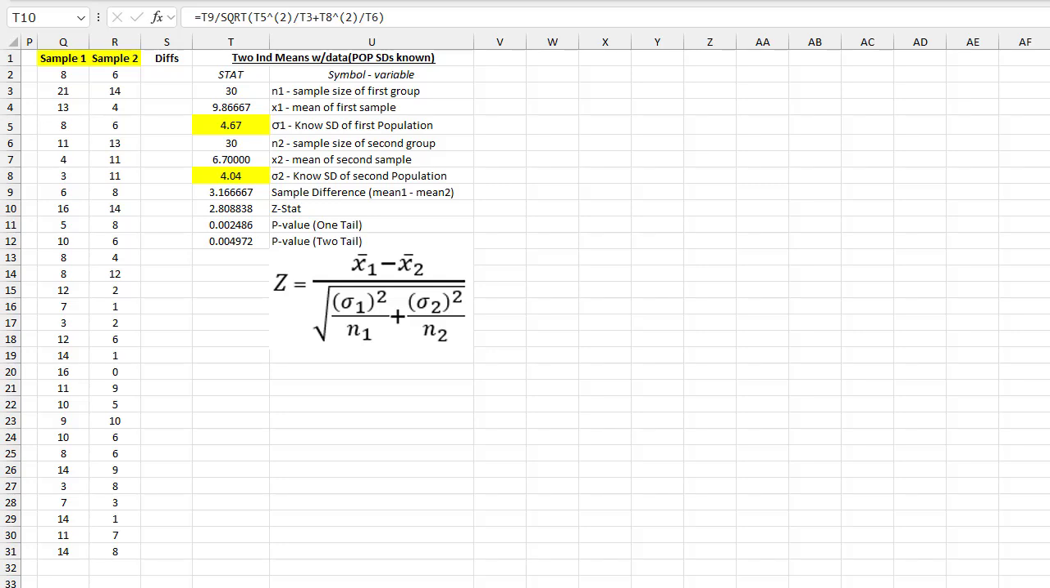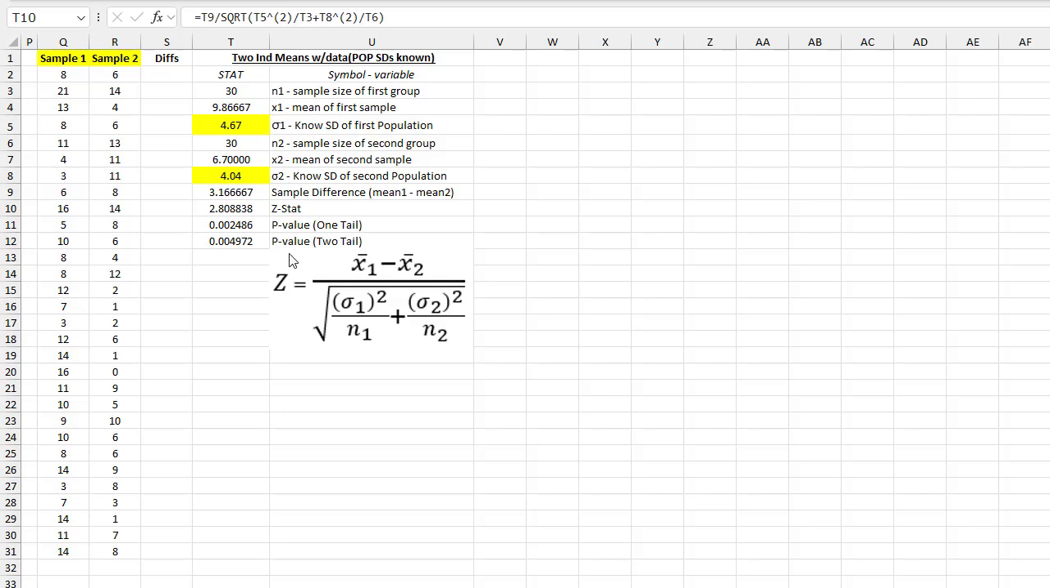Let's get back to creating our calculator. Just as a reminder, this is the formula for our z-test statistic, and we're doing z's again because we know the standard deviations, so that's why we have little sigmas, right? Because those are the standard deviations of a population, the Greek letters. And when we know that, then we're going to get a z instead of a t.